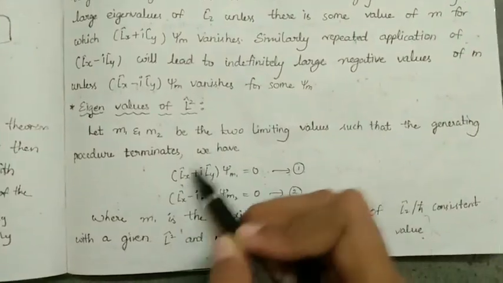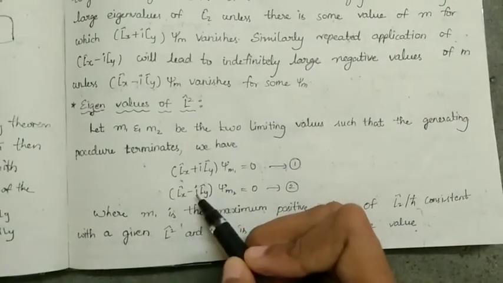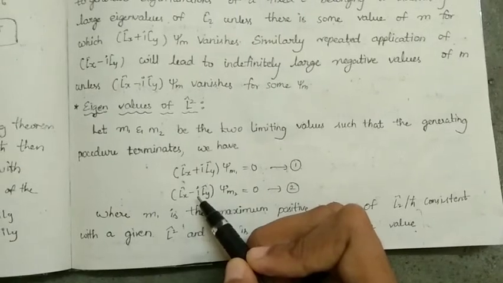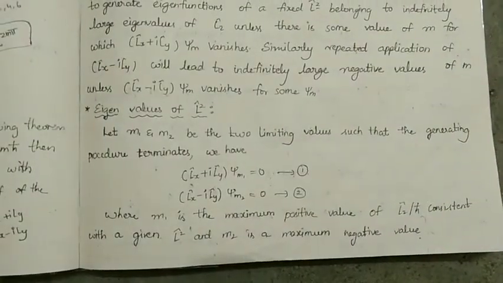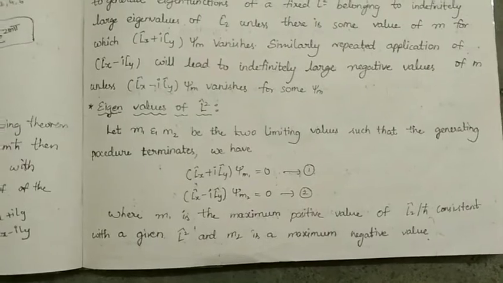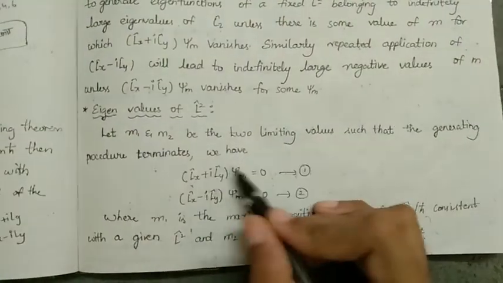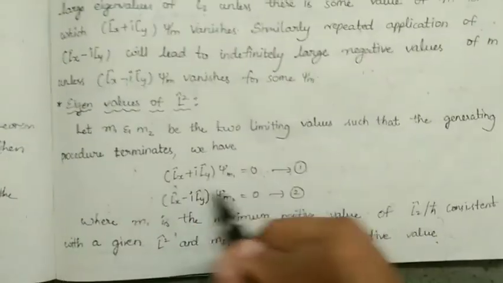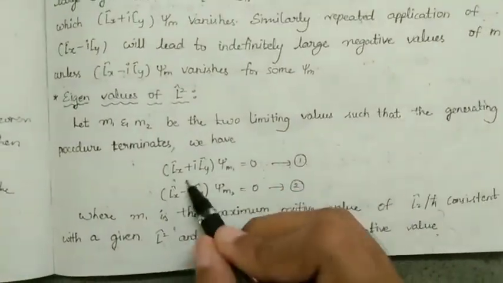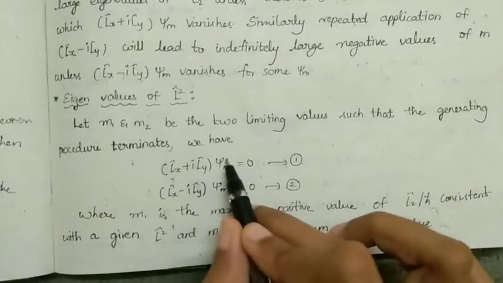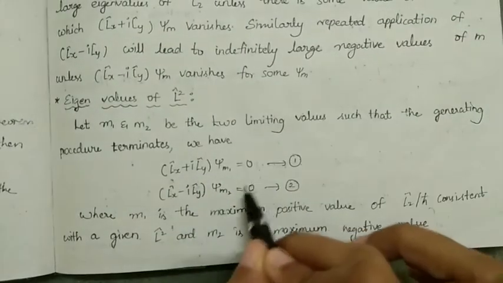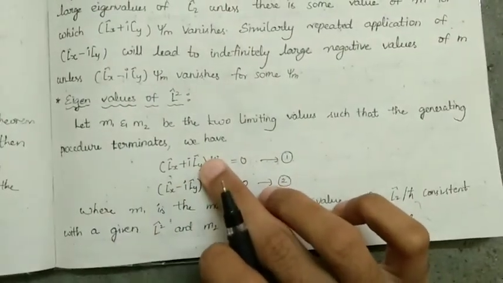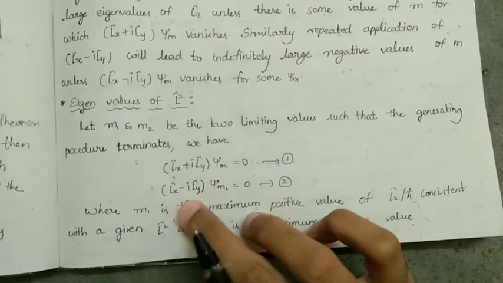So this is the raising operator. In the same way, we cannot have minus 3, that is minus 2 minus 1 is minus 3. We cannot have that. So at a certain point the generating procedure terminates. When it terminates, these are the equations: this operator operating on this wave function gives us 0, and this operator operating gives us 0. So we cannot go further away from 2 and minus 2 for given l equal to 2.